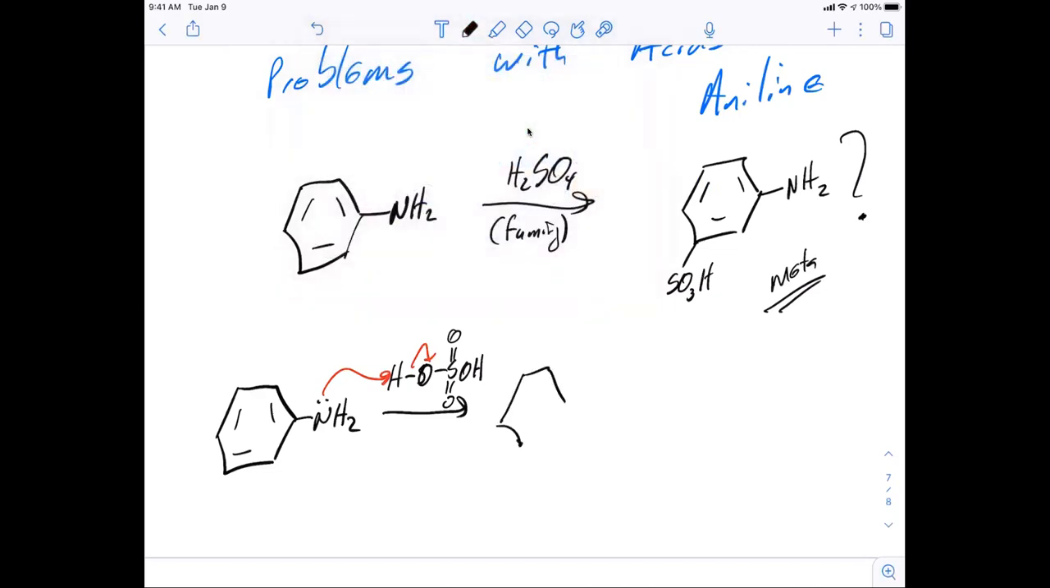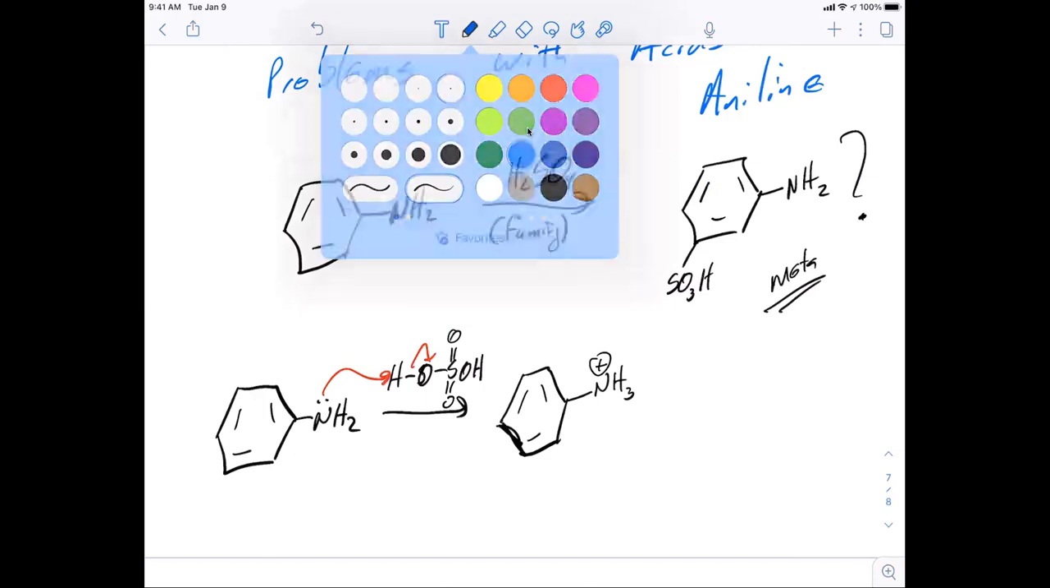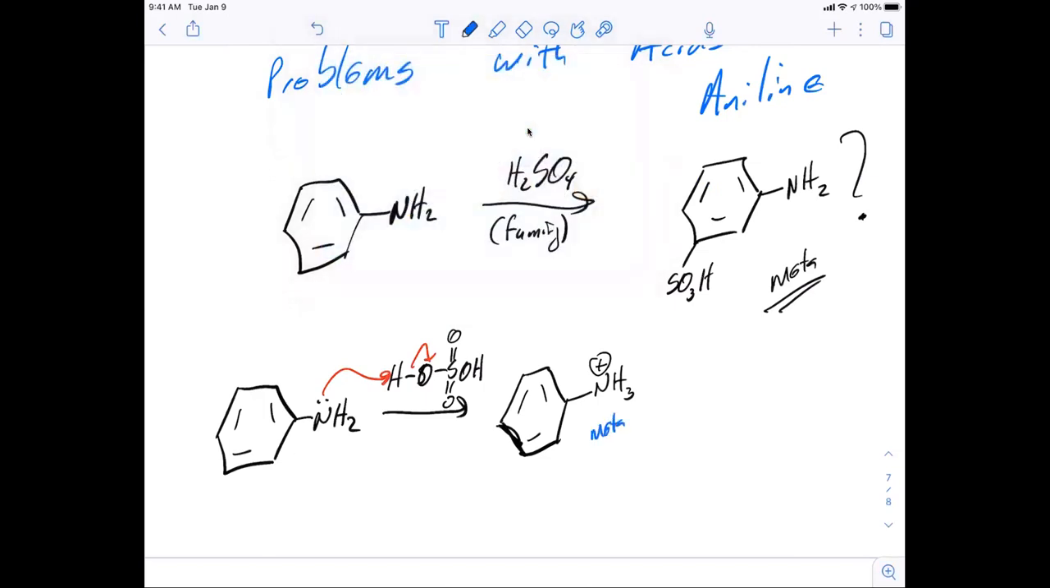So when it gets protonated, it changes from a strong activator, ortho-para director to what? Strong deactivator, meta director. This is not a problem if I have Lewis acids like bromination or chlorination or Friedel-Crafts acylation, but it is a problem if I'm using nitric and/or sulfuric acid.